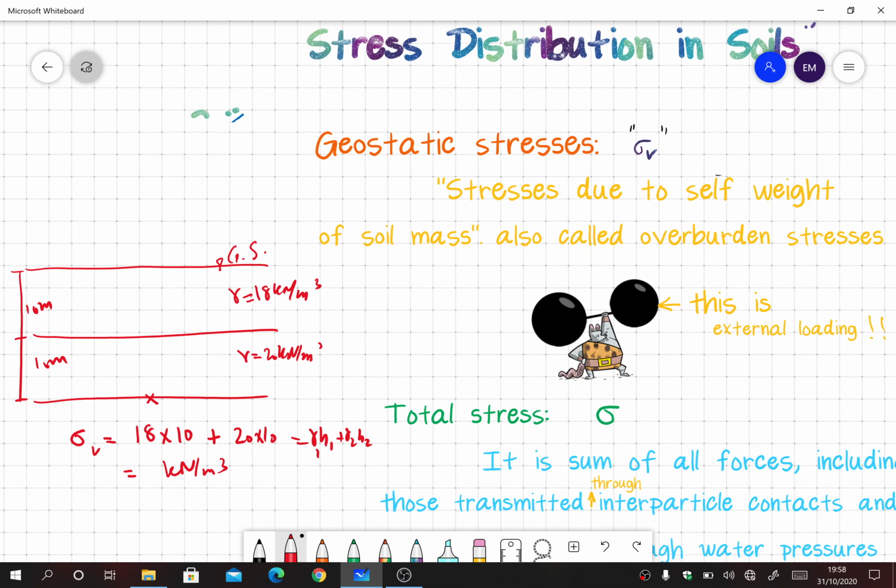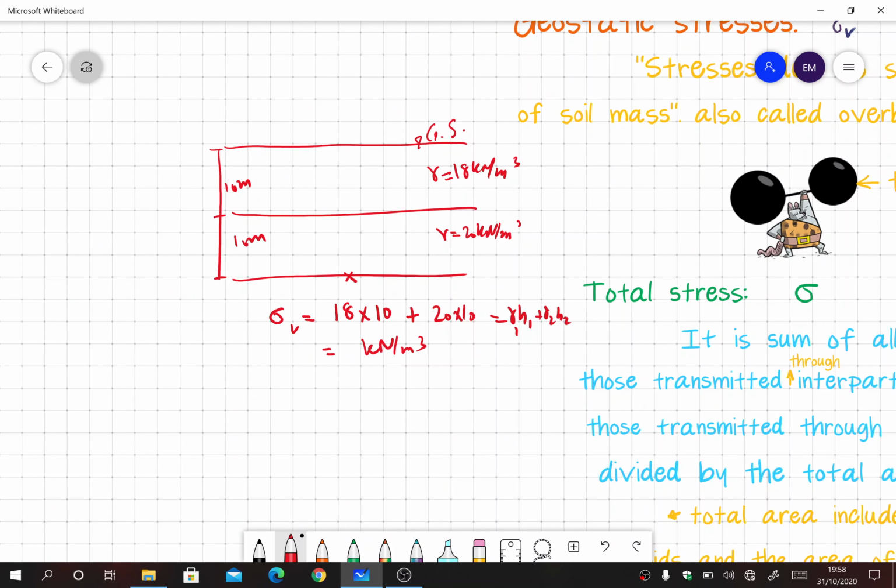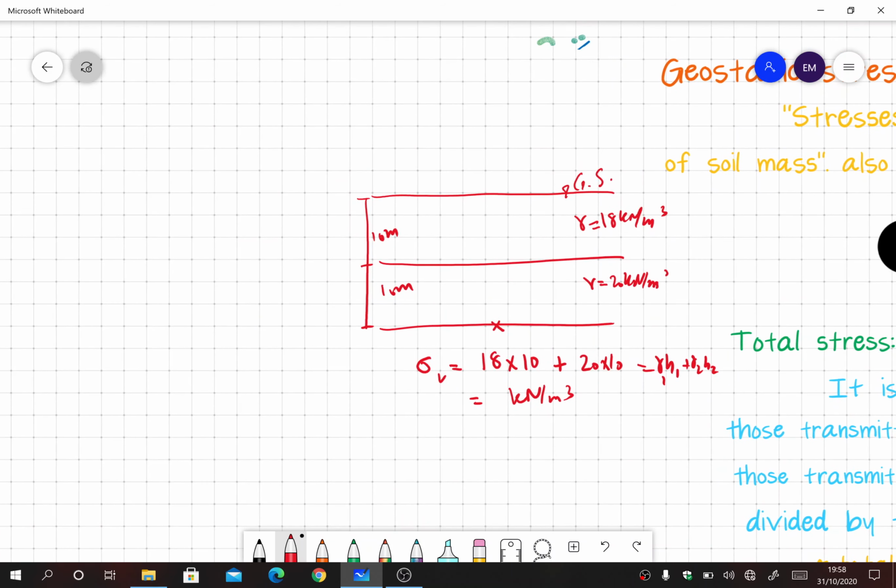Alright, so talking about the geostatic stresses, the stress that I just calculated is also called a total stress, and we have already discussed in Geotech 1 that there are two types of stresses when load is transferred from within the soil body. Those are the total stresses and effective stresses, and we also have the pore water pressure.